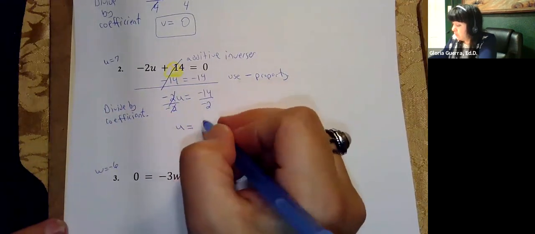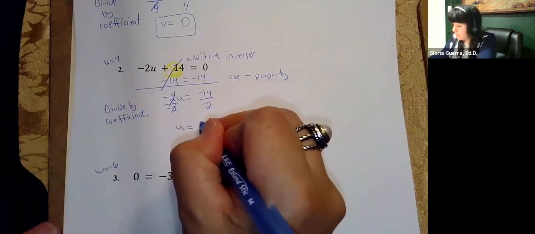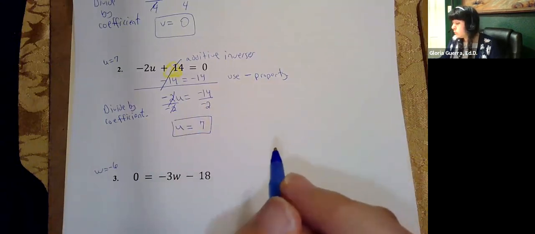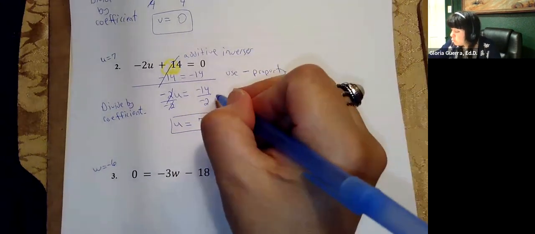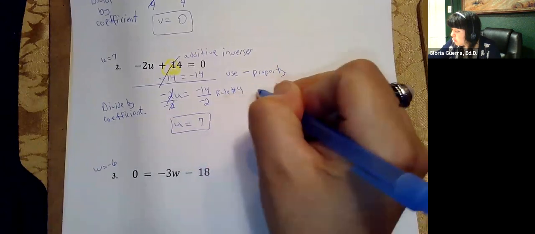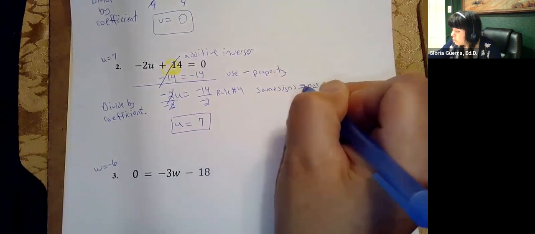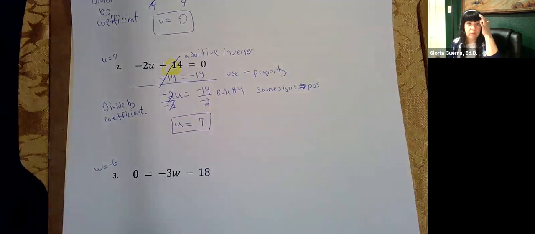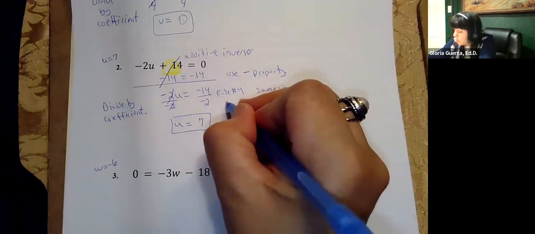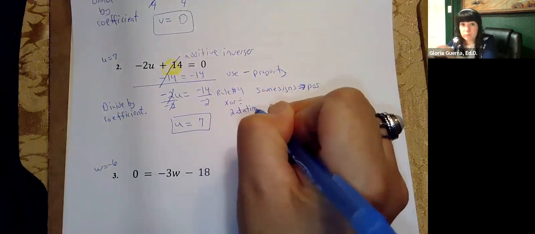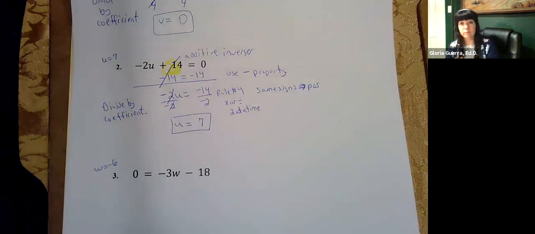And then a negative divided by negative is a positive, and that gives you positive 7. Okay, and so this is rule number 4, right? Same signs, positive results. Same signs, positive results. So rule 4 is multiplying or dividing two numbers at a time: same signs, positive results; different signs, negative results.